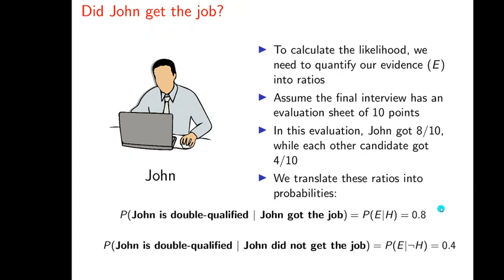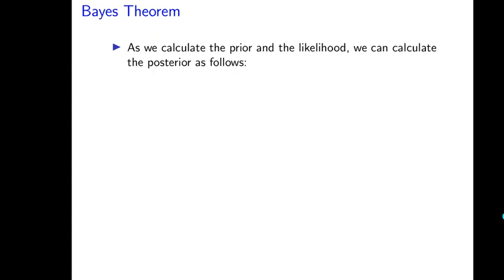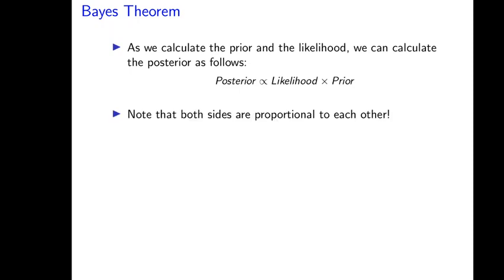We express it as the probability of E given not H. This little symbol means not, equals 0.4. This is just the complement of the likelihood. Now, as we calculate the prior and the likelihood, we are ready to write down the simple equation of Bayes' theorem as follows. We write it as the posterior is proportional to the likelihood times the prior. And note here that both sides are proportional to each other but not equal to each other.